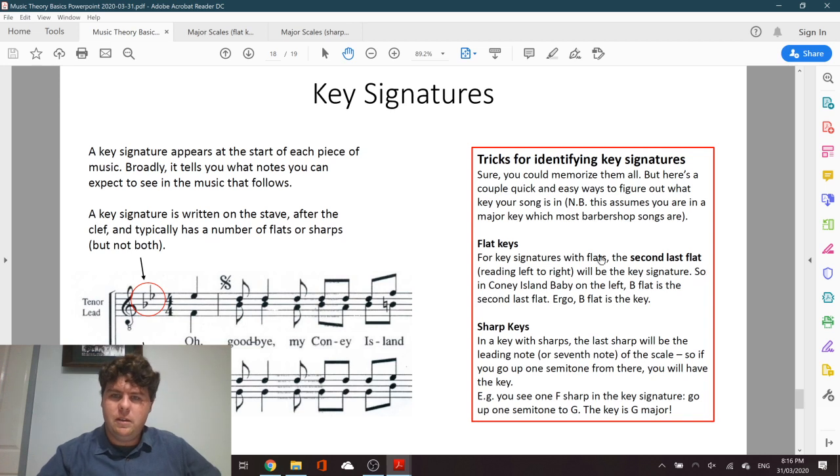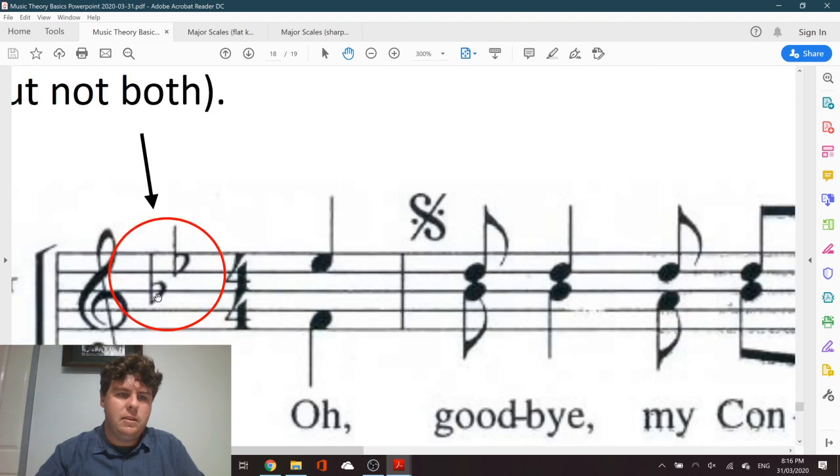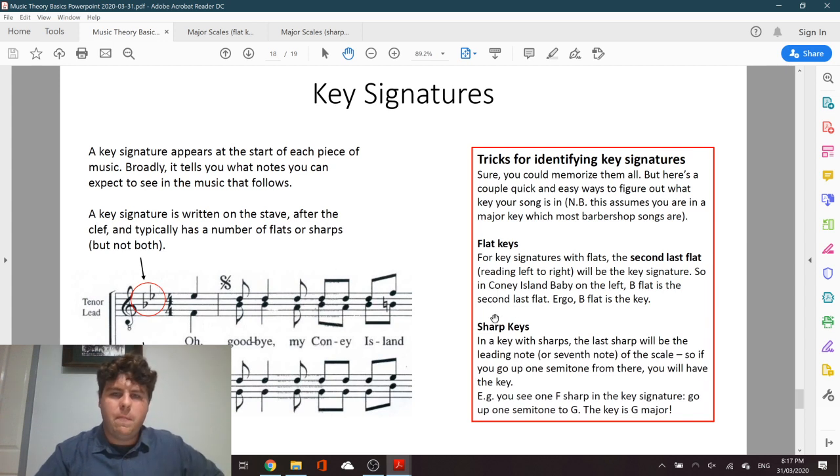Okay, so yeah, when you're identifying a flat key, look at the key signature and identify what the second last flat is. So in this case, it's a B flat, and that's your key. That's a pretty easy way to do it. Now, I didn't write this in, I should have. If there's only one flat, that means you're in the key of F. There's only one thing it could be, and that's the key of F. So if there's one flat, that's the key of F. This rule doesn't work for that one.